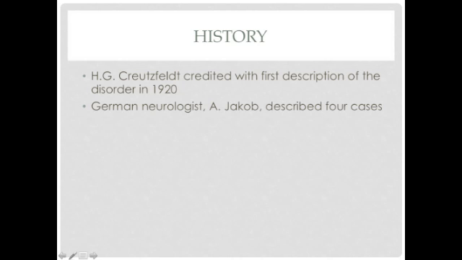History. H. G. Creutzfeldt was credited with the first description of the disorder in 1920. A German neurologist, A. Jacob, described 4 cases, 2 of which had similar symptoms to what we describe as CJD today.